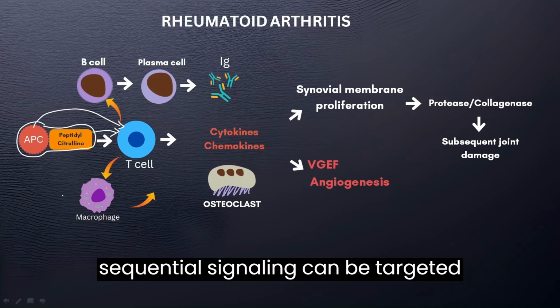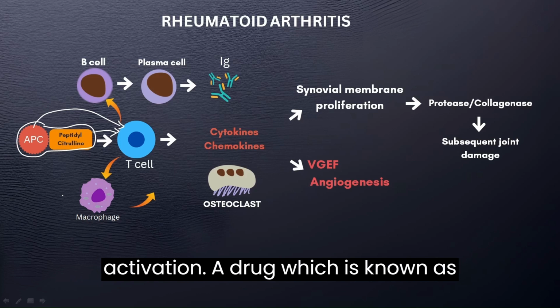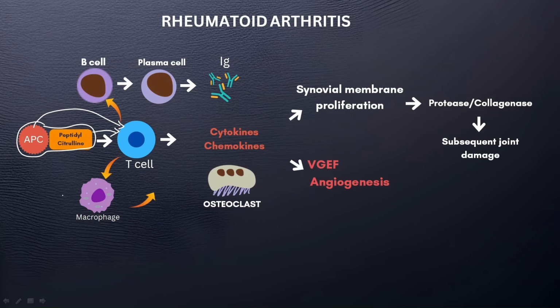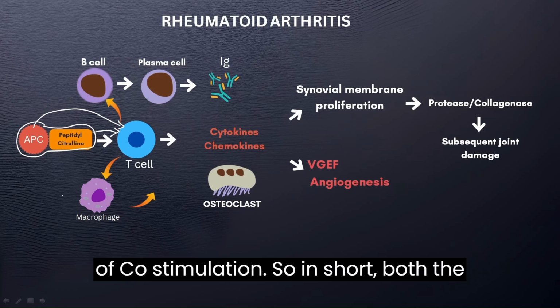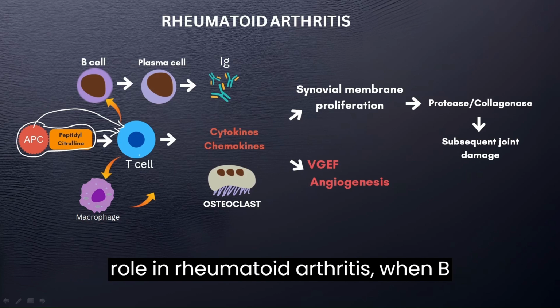So sequential signaling can be targeted pharmacologically to interrupt T cell activation. A drug which is known as abatacept is a biological agent that may be used to interrupt the process of co-stimulation. So in short, both the T cells and B cells play a predominant role in rheumatoid arthritis.